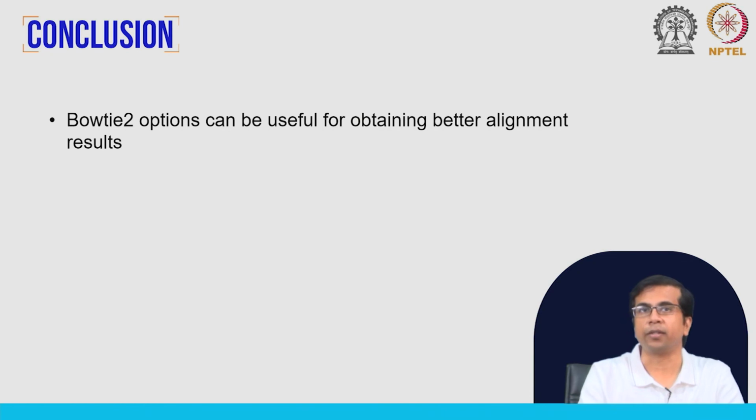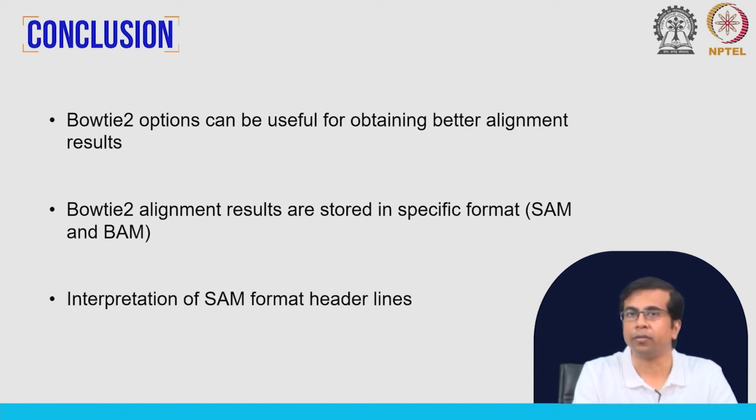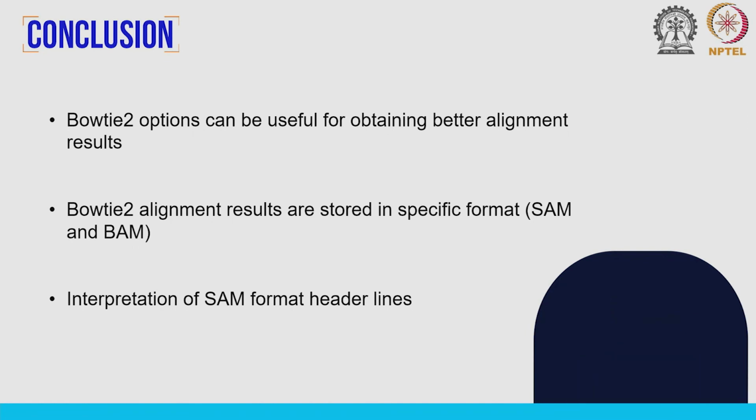And finally, just to summarize, Bowtie2 options can be useful. In the first part of this class we have seen that we can use these Bowtie2 options to obtain better alignment results, and Bowtie2 alignment results are stored in specific formats, SAM and BAM. SAM is the human readable format, whereas BAM is the machine readable format. We have also looked into the interpretation of the SAM format header lines, which contain useful information that you might need when processing the data. In the next class, we will describe the rest of the SAM format files, specifically the alignment section. Thank you.